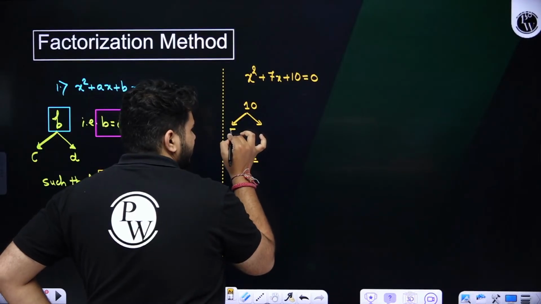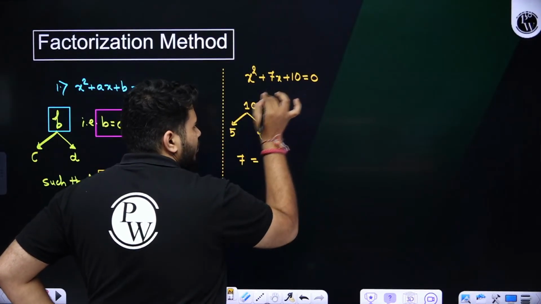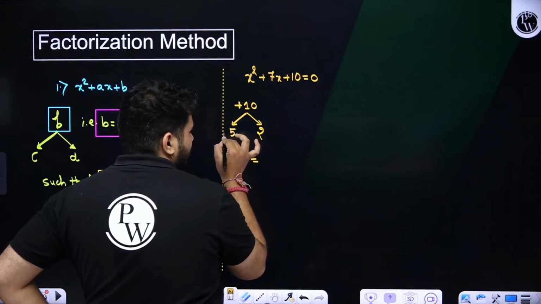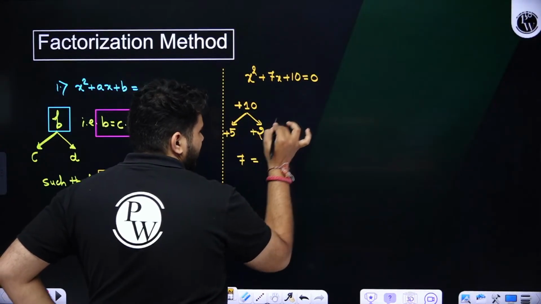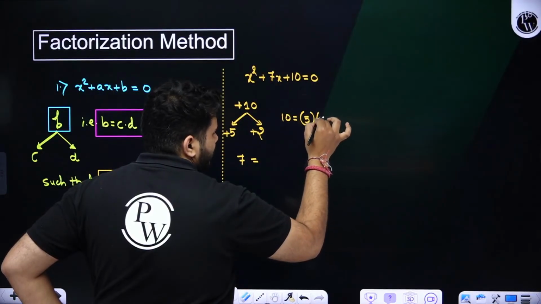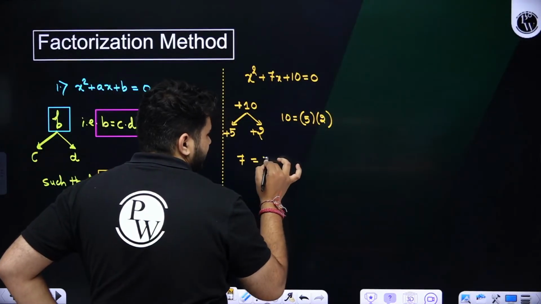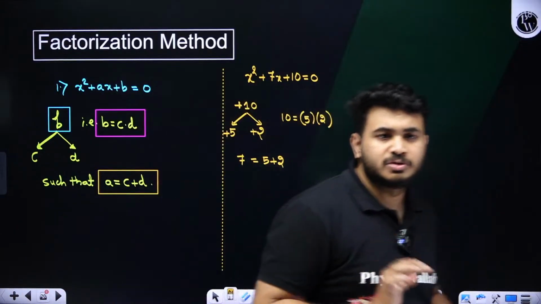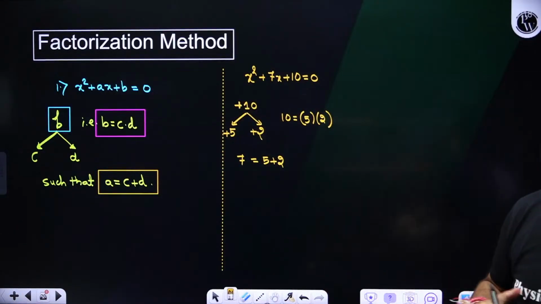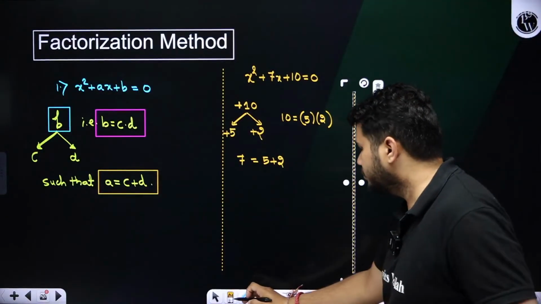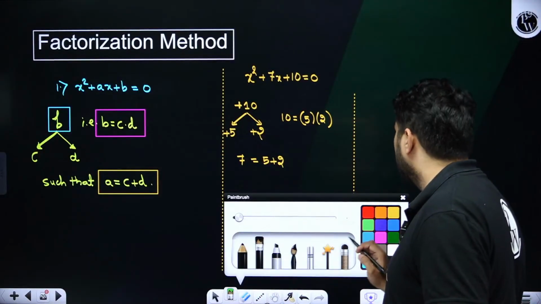We need to check the sign also, the sign is plus. And 7x is also plus, so 10 is equals to 5 into 2. So 7 can be written as 5 plus 2. Two conditions are satisfied. So this is called factorization. You can also use the prime factorization method, that is also okay.